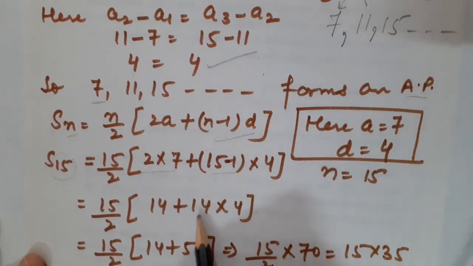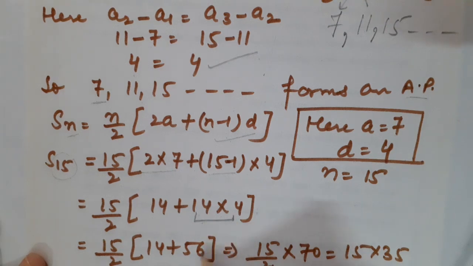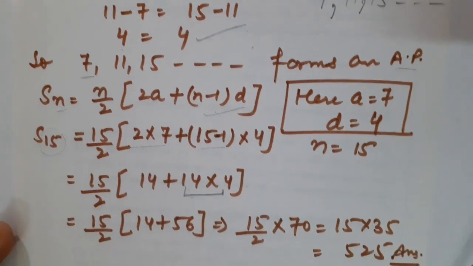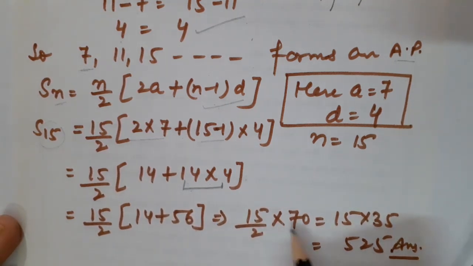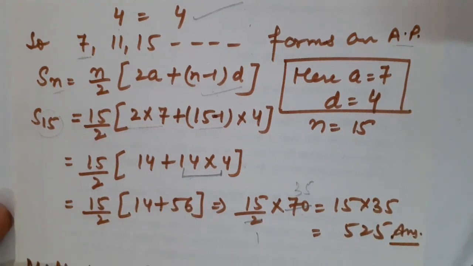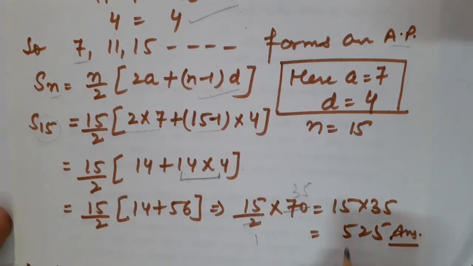Apply BODMAS, children. You have to multiply first. 14 4s will give you 56. So 15 by 2 into 14 plus 56 is equal to 15 by 2 into 70. Cancel them. 2 1s are 2. 2 35s you will get 70. So 15 into 35 will give you the answer as 525. Correct, children? So this is basically the sum of the first 15 terms of the given AP.